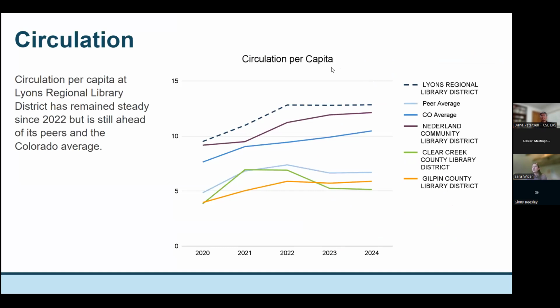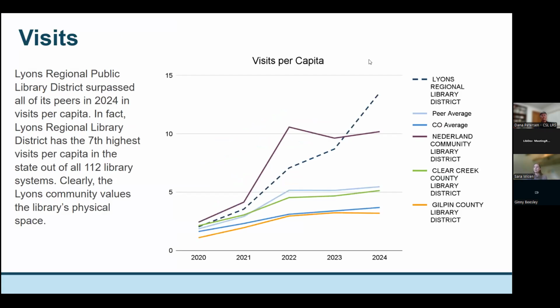Here is a line chart showing circulation from 2020 to 2024. Circulation per capita specifically. A line chart showing visits per capita, again from 2020 to 2024. I went in and did a little extra investigation because I was curious. So I was able to say, based on the PLAR data we provide, that Lyons Regional Library District has the 7th highest visits per capita out of all 112, which isn't something that you could take away from this chart immediately, but seeing how high it was in this chart made me curious to then go on our site and use one of the dashboards that Dana made to find that information.